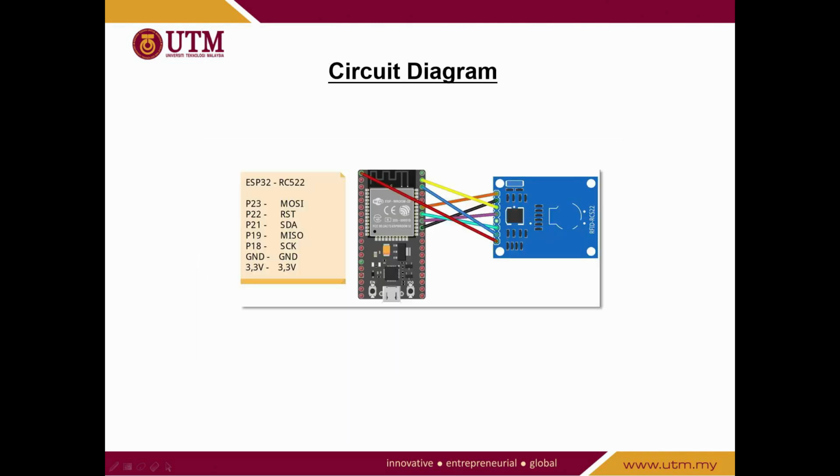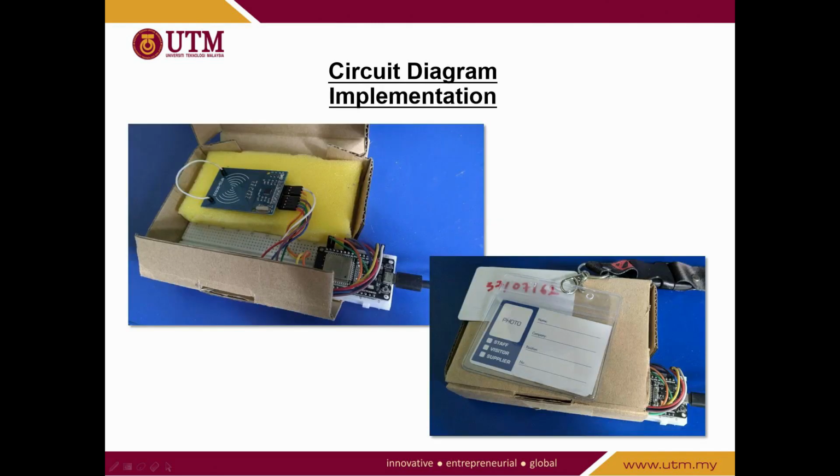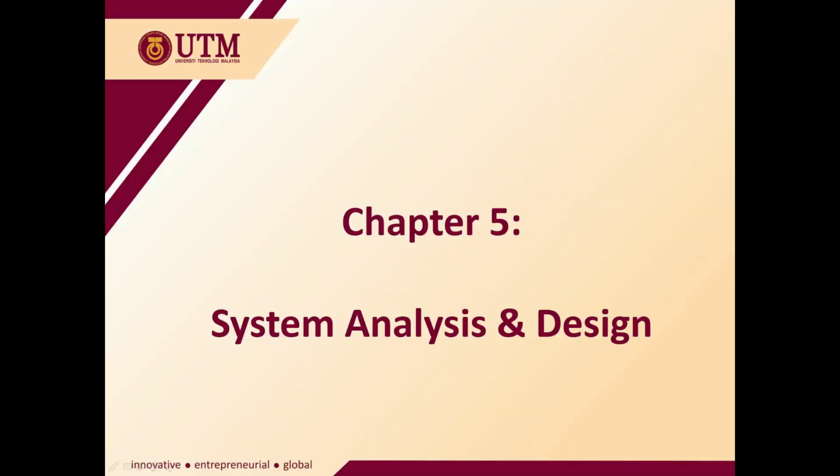The next slide is the attachment for the circuit diagram of the ESP32 module connected with the RFID scanner. This is the circuit diagram implementation, as the RFID device is put in a box for a better view of the end product. Same goes to the RFID card that is put in a card holder that can be attached to a lanyard. Let's continue to chapter 5. I will be explaining about system analysis and design.